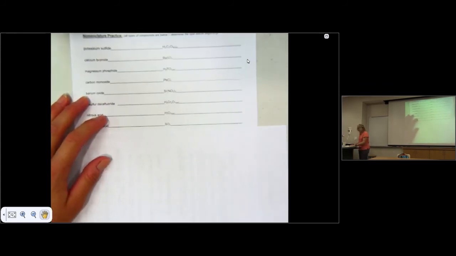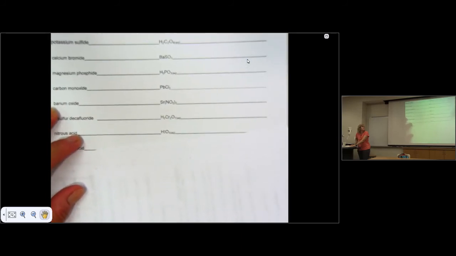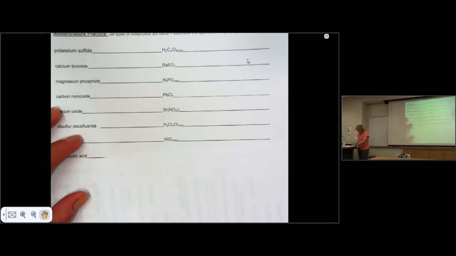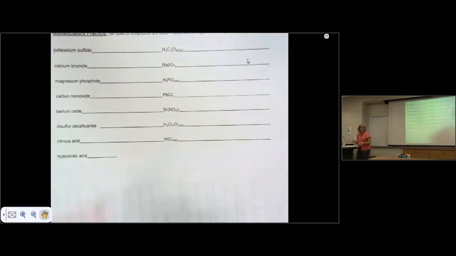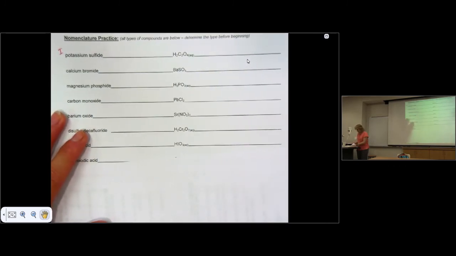Okay, so let's start at the top. What kind of compound is potassium sulfide? Ionic. And it's just a plain Jane ionic. Potassium has a fixed charge. So it's ionic.